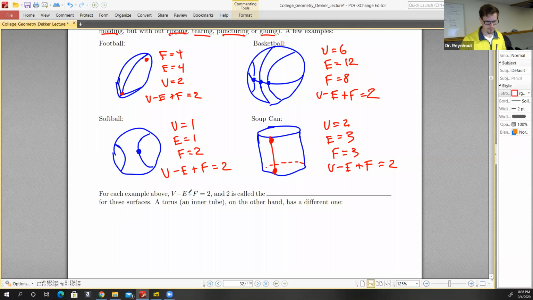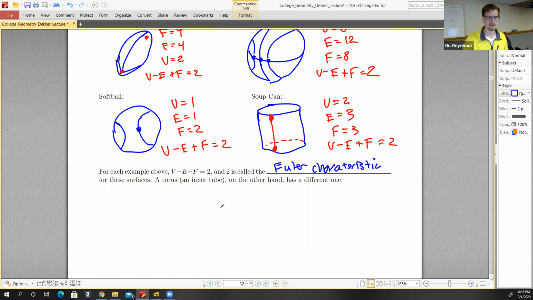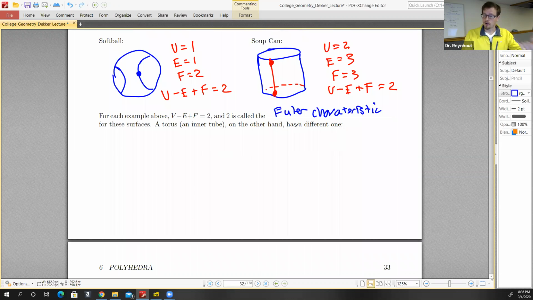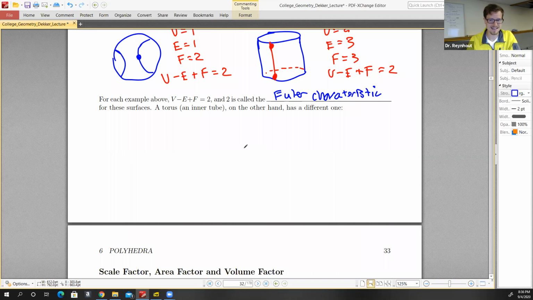So for each example above, that number is called the Euler characteristic. Excellent. So they are all the same, Euler characteristic of 2. However, there certainly are surfaces that have an Euler characteristic that is not 2.